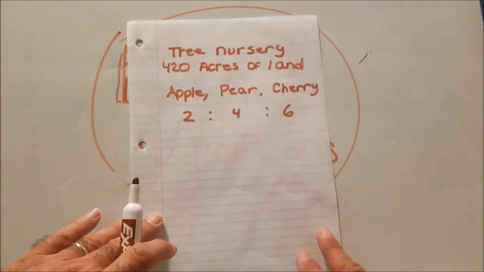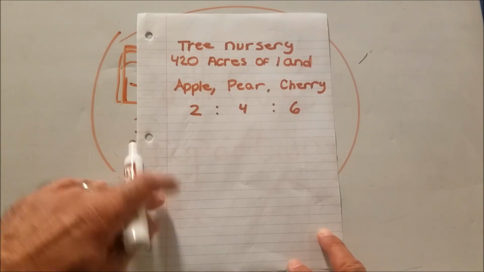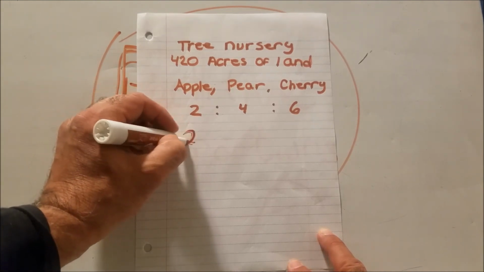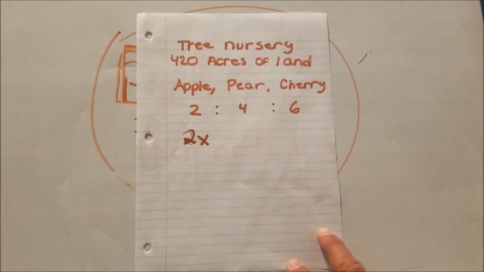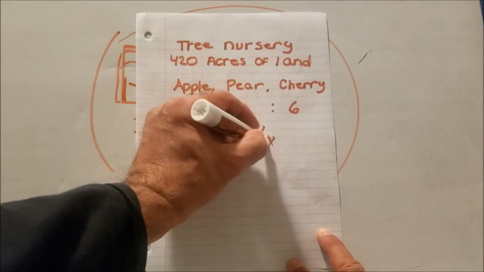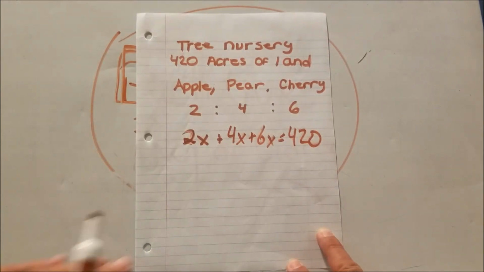With all types of math, you can do a lot of mental math and figure this out. But with a formula, all you have to do is just use an x. We'll say 2x. X is going to represent our acre. You could have used a. Plus 4x plus 6x is going to equal 420. So just set it up like that. Just set up the formula.